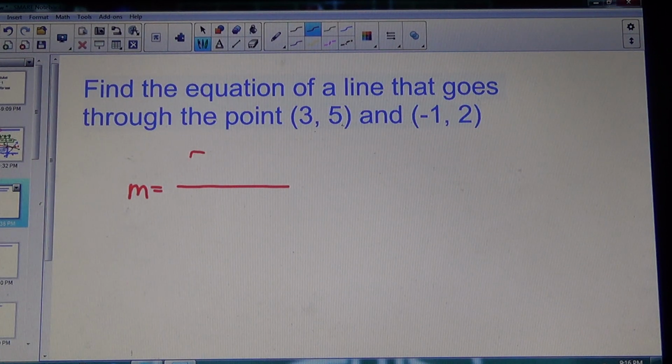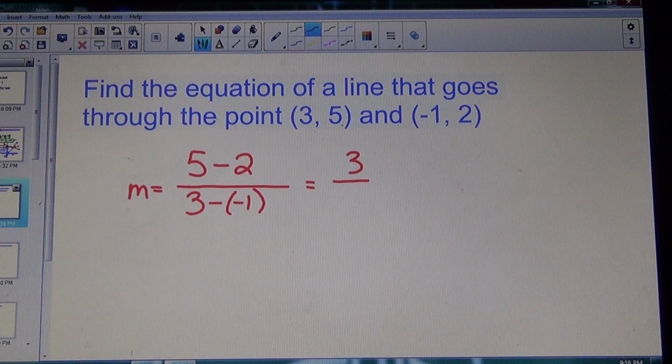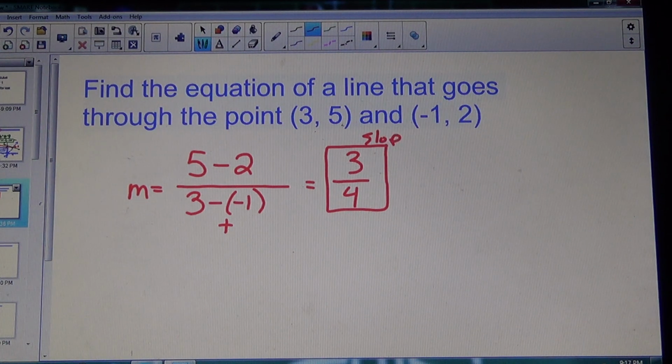I'm going to subtract my y's, so 5 minus 2. And if I start with 5, I have to start with a 3. I then would end up with a 3 on top, and this turns into a plus here. So that'd be a 4 on bottom, and I now have a slope. Okay, so this is a slope. And this right here would be a point.